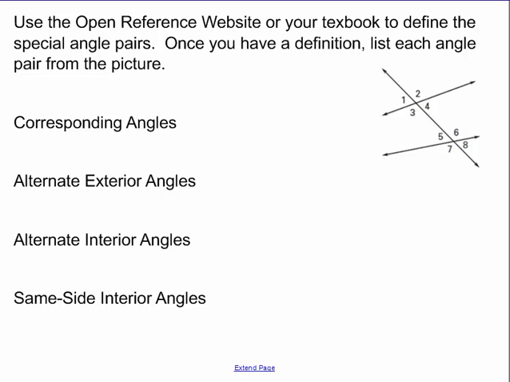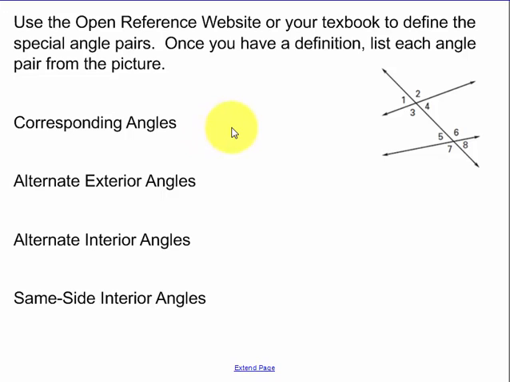Okay, after you've written those past definitions, now again, use either that Open Math Reference website or a textbook to define each one of these special angle pairs. And then once you have a definition, I want you to list each special angle pair from the picture. So meaning with corresponding angles, now I'm not going to give you what corresponding angles are, but I'm going to give you an example of what you're going to list.